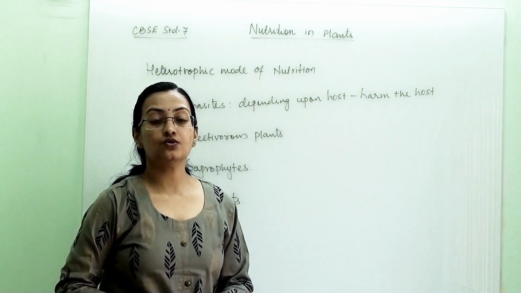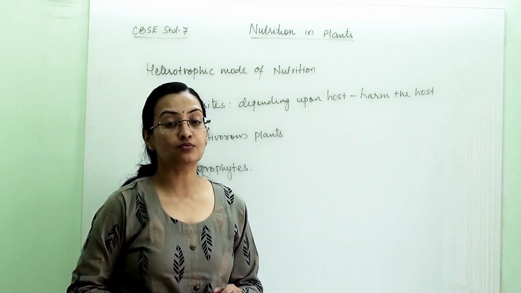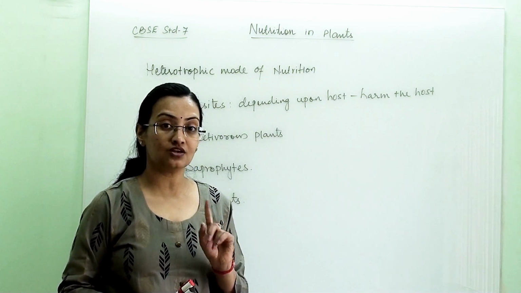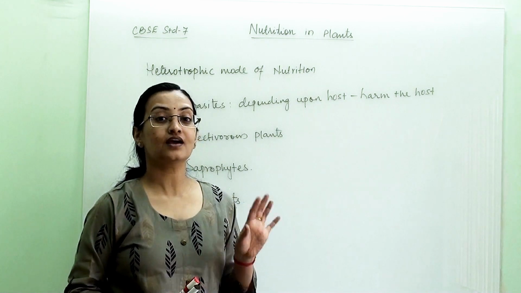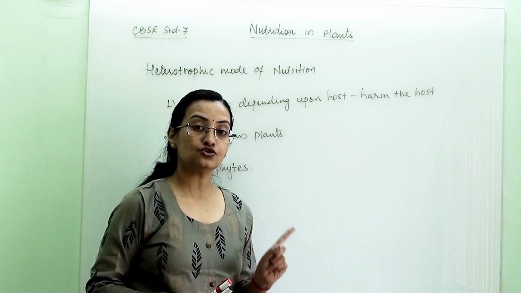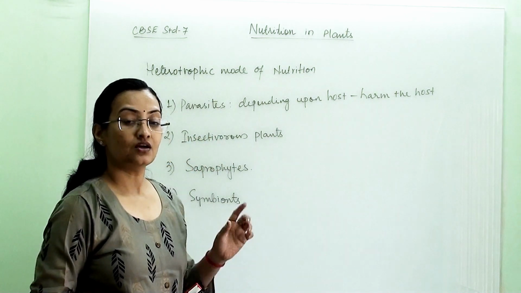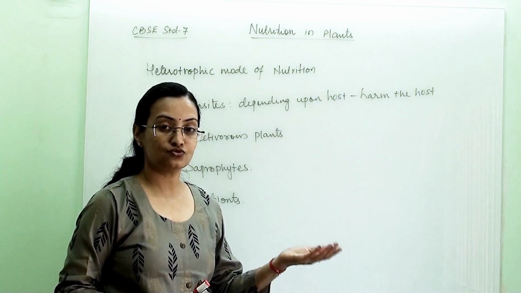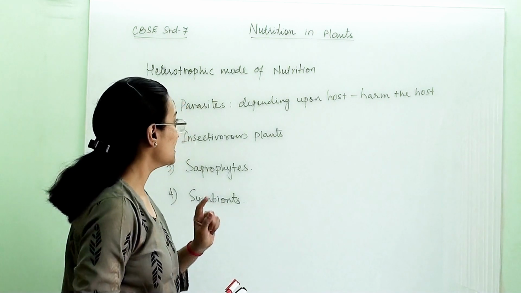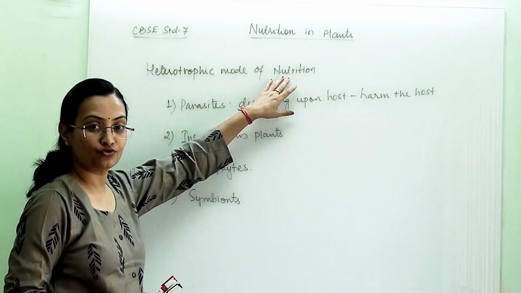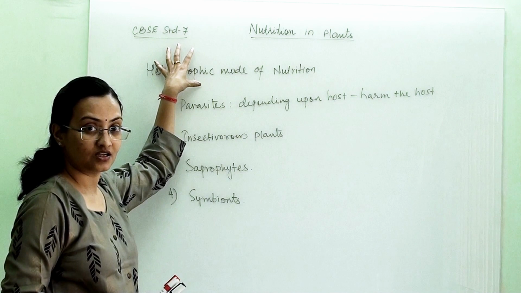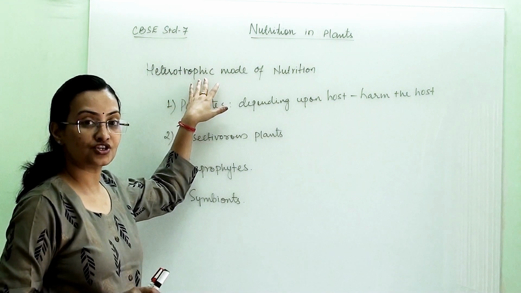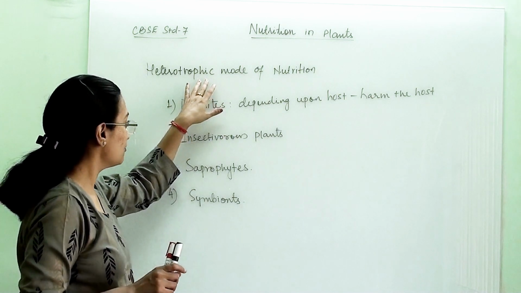In this segment, we are going to talk about the heterotrophic mode of nutrition. Earlier, we talked about the autotrophic mode of nutrition, in which plants make their own food. Whereas in the heterotrophic mode of nutrition, organisms depend upon other organisms to suffice their food need. Hetero means other, and trophic means nutrition.